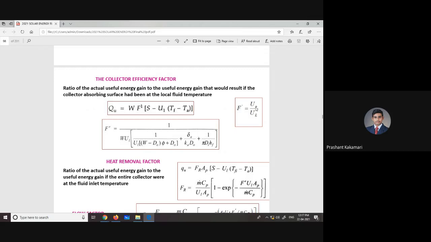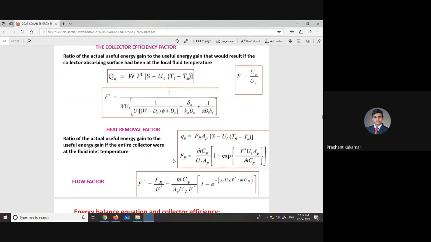So if you analyze these two things, the equation is 1 over W into UL, whole bracket 1 divided by UL into (W minus D naught) F plus D naught. So that's why I have considered D naught here in these equations to reduce the confusions, plus delta A divided by K A D naught. Okay, so delta A is again a thickness, K is the material conductivity, D naught is the outside diameter of the pipe, plus 1 divided by pi Di into Hf. So now we'll see which all terms can be substituted in the given problem.